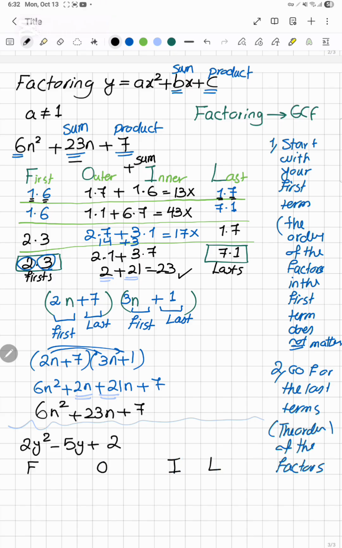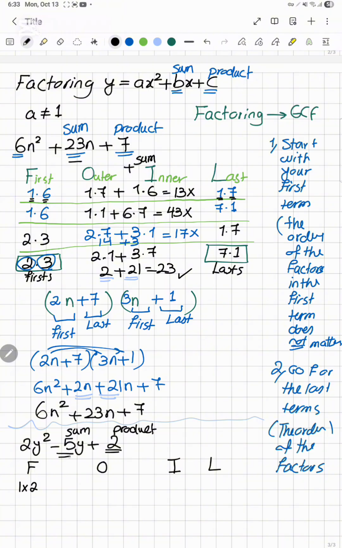First, outer, inner, last. My first term, I always start with the first term, is 2, so it's going to be 1 times 2. That's how I'm going to make 2. Either 1 times 2 or 2 times 1, just one of them, because in the first term, the order of the factors does not matter. And then my last term, which is the product, as you know, this is the product, and this is the sum, is positive 2. So the first thing that comes to my mind for positive 2 is either 1 times 2 or 2 times 1.